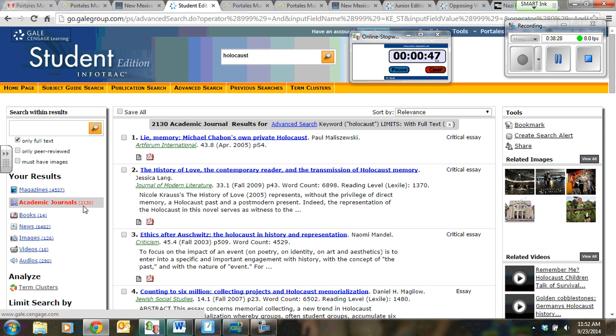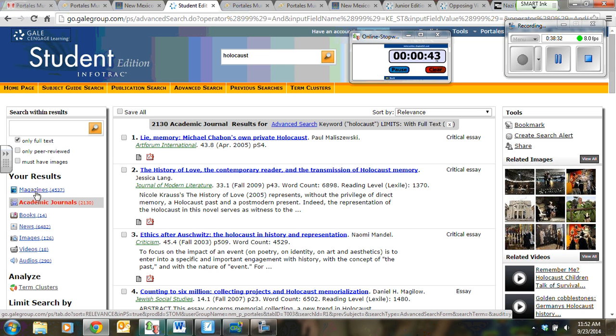Over here on the side, you can see that we have 4,000, can't read that, 4,000 magazine articles. There's over 2,000 academic journals, 14 books, 6,000 news. There's some images, there's some videos, and there's some audios. You'd probably want to refine that, because that's kind of a lot. That's where I was having trouble, is getting them to be refined, because every time I tried things like medical experiments, it just all goes away.